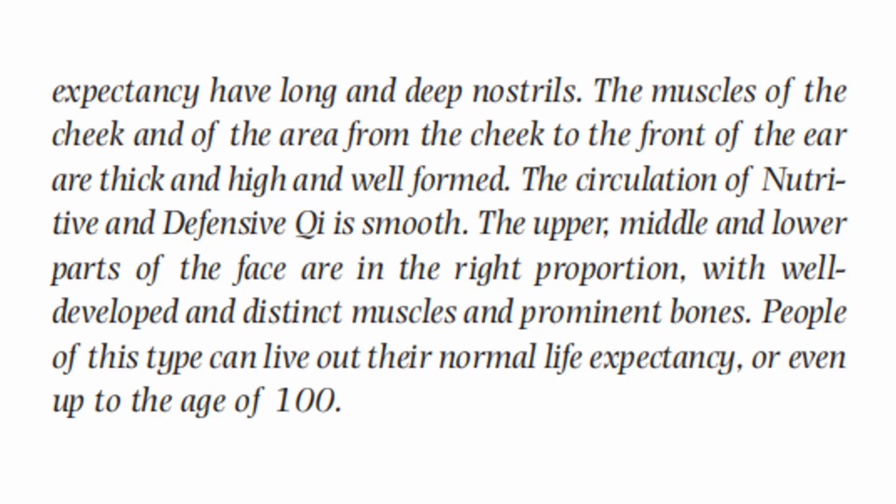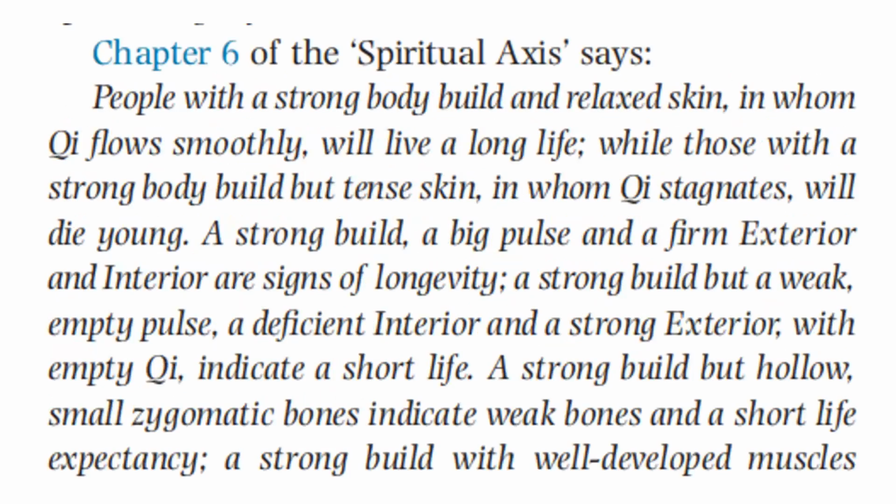Chapter 6 of the Spiritual Axis says people with a strong body build and relaxed skin in whom qi flows smoothly will live a long life, while those with a strong body build but tense skin in whom qi stagnates will die young. Strong build, a big pulse, and a firm exterior and interior are signs of longevity.